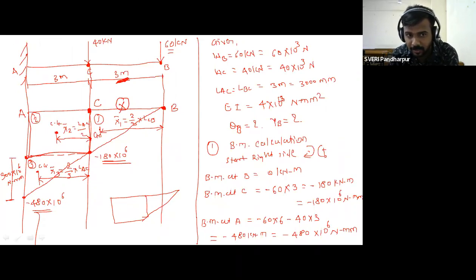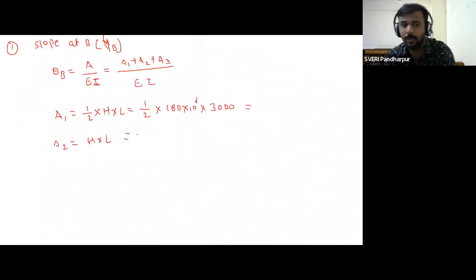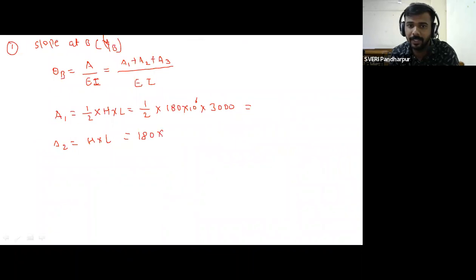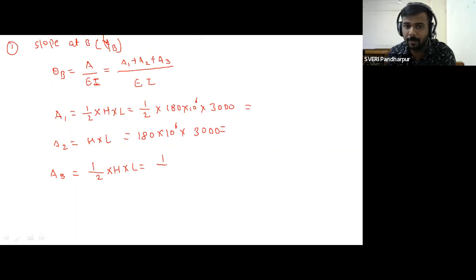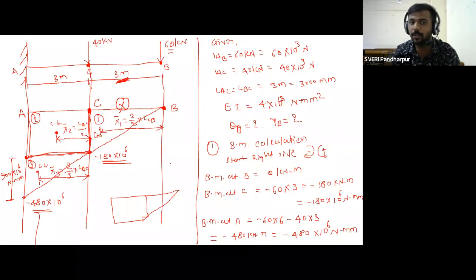So this is the length and this is the height. So H is equal to, once again, 180 into 10 raised to 6 into length 3000 is equal to, and the last area A3 is equal to, once again, 1/2 into H into L. So 1/2 as it is into height. What is the height of the third section? No, this is the height of 480.